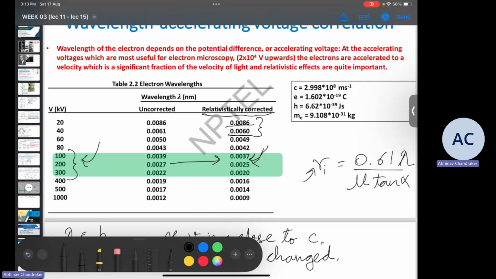But if it is corrected for the relativistic effects, then there will be a decrease in the wavelength. And in case of the 300 kilovolt applied, the decrease will be by about 10%. So in this case it's about a 10% decrease in the wavelength, which is a significant amount.